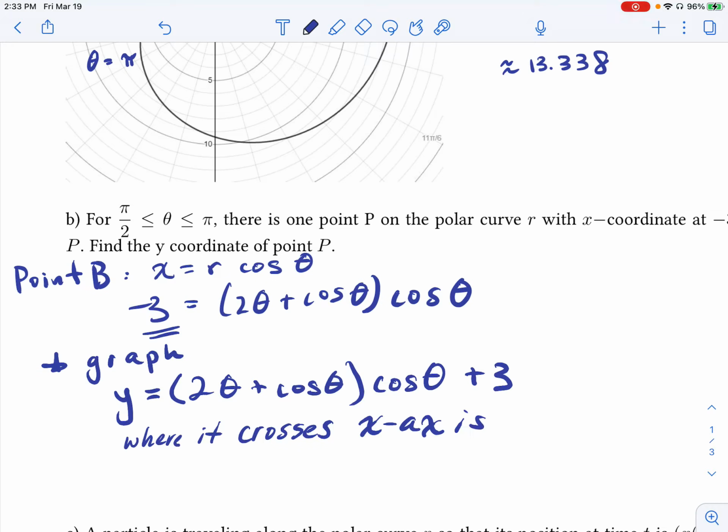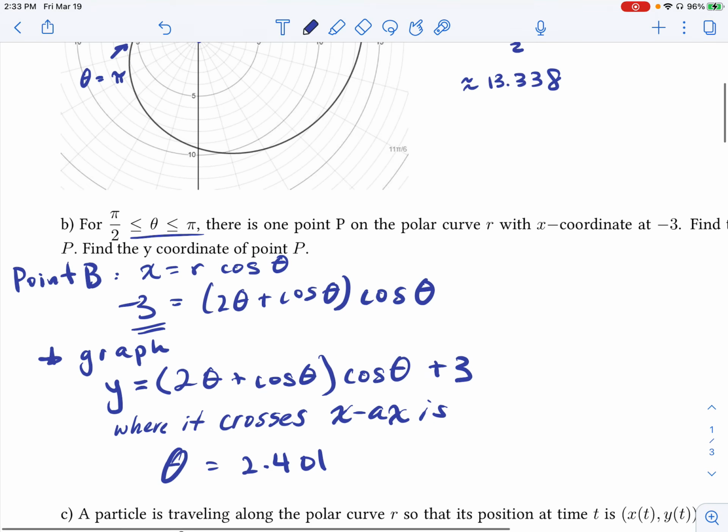And we see that it will cross the x-axis when theta is between pi over 2 and pi. So there are going to be multiple places where that happens. But what we're concerned with is when theta crosses the axis from pi over 2 to pi within this interval. And that's going to happen at 2.401 radians.